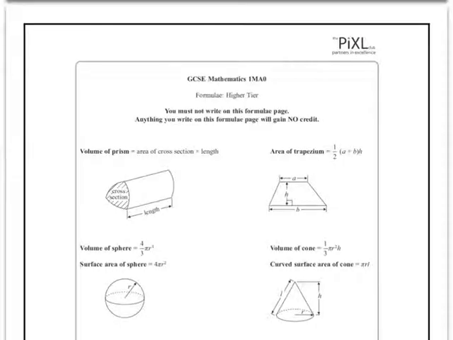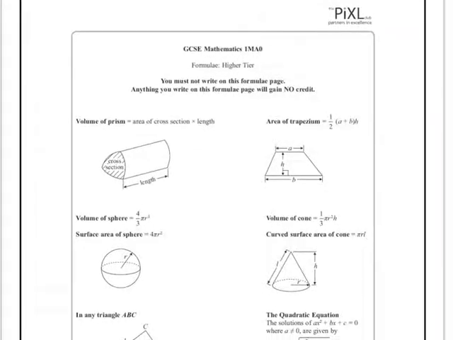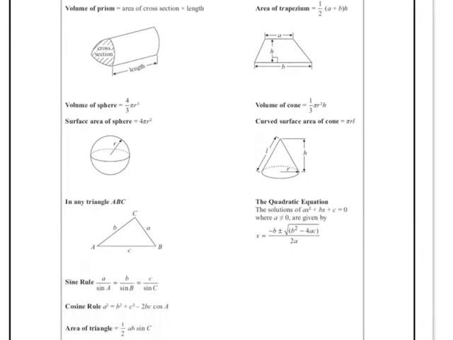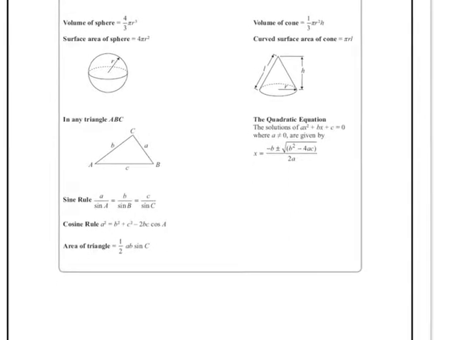This is the formula sheet of the paper. Now, it may or may not come in handy for some of the questions, but it's always worthwhile knowing what's in there. The volume of the prism and the area of the trapezium. They're usually the only things on the foundation paper, but you get a few more things on the higher paper. You can see we've got the volume and surface area of a sphere, the volume and surface area of the cone, or curved surface area, which is different to the whole surface area, the total surface area. And then we've also got the advanced trigonometry rules, the sine rule, the cosine rule, area of a triangle, and of course the quadratic equation, which is down the bottom right hand corner.